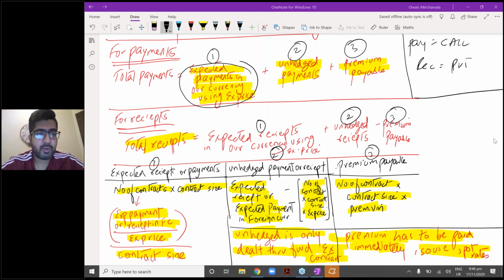We have the formula of payments and receipts, we have the sub formulas as well, and once we have the sub formulas, we can use them. One student is asking to repeat the premium point. Premium has to be paid. It increases cost, therefore adding in payment, but it reduces receipts, therefore deducting in receipts.